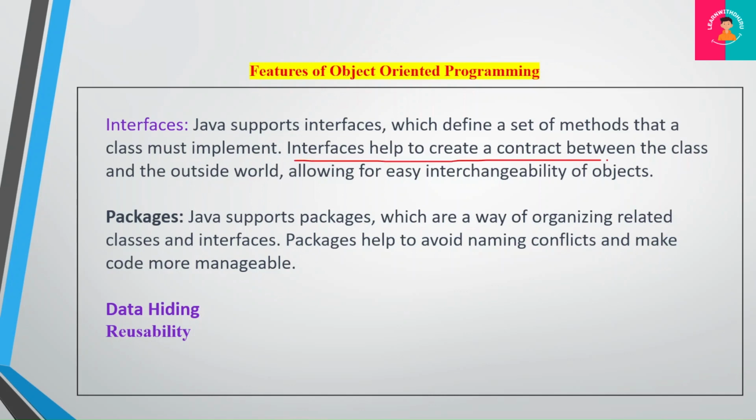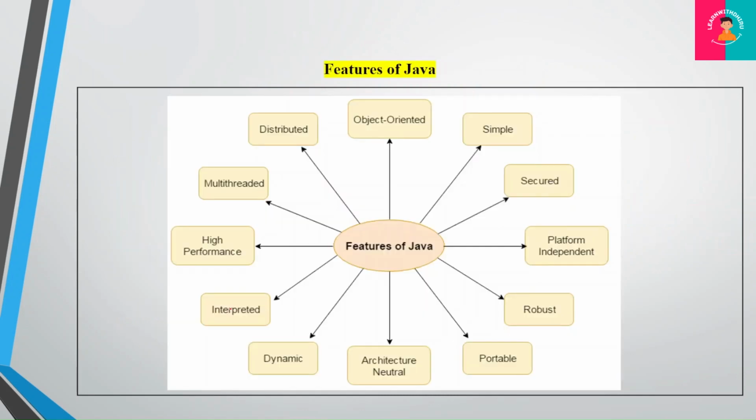Interface can help to create a contract between a class and the outside world, allowing interchangeability of objects. Then there is a package. Java supports packages, which are a way of organizing related classes and interfaces. So a package is a set of related classes. Then data usage, then reusability.